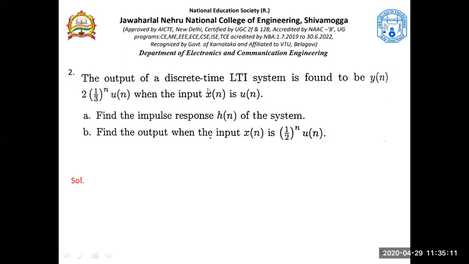The output of the discrete time LTI system. LTI system means the systems that we discussed, they're all linear time invariant systems. The output of linear time invariant systems is the convolution of the input signal with the impulse response h of n. So the discrete time LTI system is found to be y of n, that is this. y of n is given to be this, and x of n is given to be this. The input is u of n. The output is this. Find the impulse response. How to find the impulse response when they have given us the input and output?